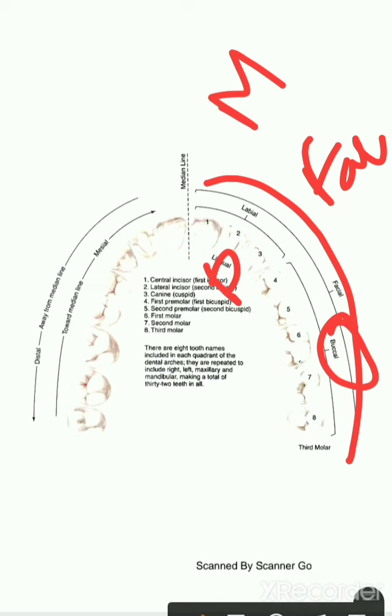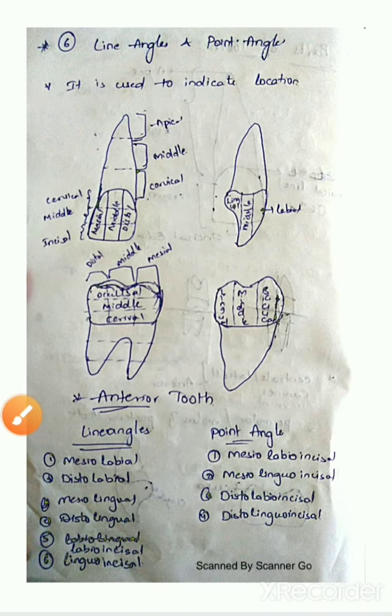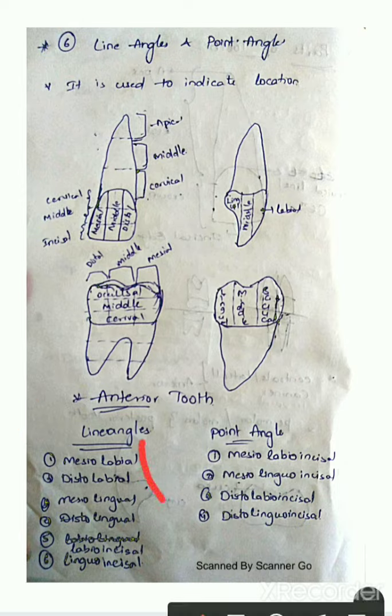Next we go to line angles and point angles. We don't find actual line angles and point angles in a tooth, because they undergo wear with the progression of time. The purpose of these is to indicate locations. Firstly, the complete tooth is divided into crown and root. This crown part, I'll show again with a diagram.